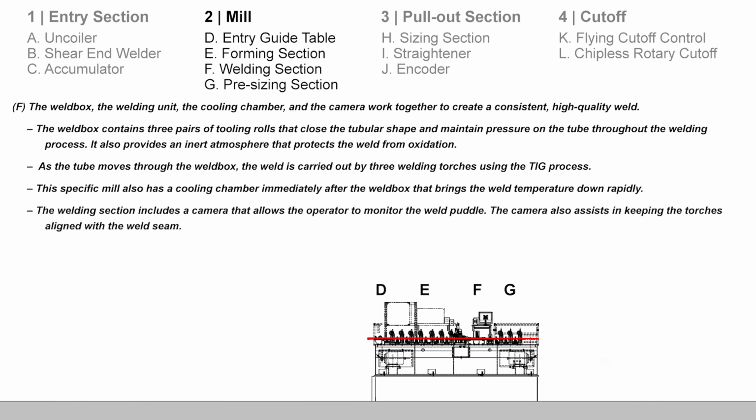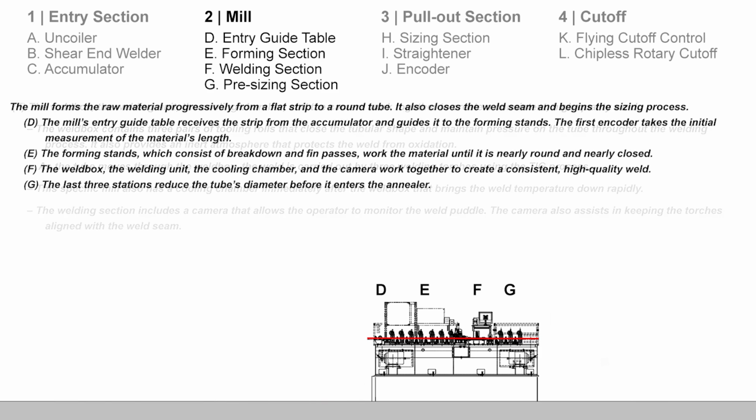rapidly. The welding section also has a camera that allows the operator to monitor the weld puddle and a tracking system that helps to keep the torches aligned with the weld seam. The last 3 stands on the mill reduce the tube's diameter before the tube enters the annealer.